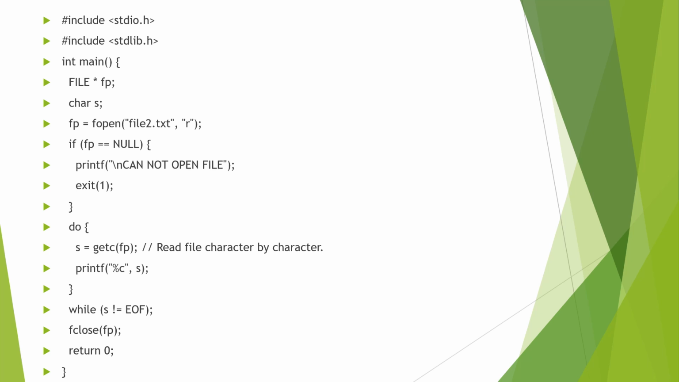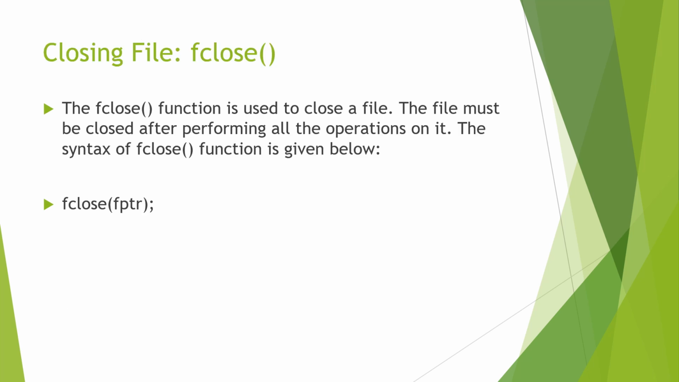So this loop keeps going again and again until we reach the end of the file. As we reach the end of the file we come out of the loop and close the file with the help of fclose, passing fp, the pointer, in brackets, and we return. So in this way we can easily read something from a file.